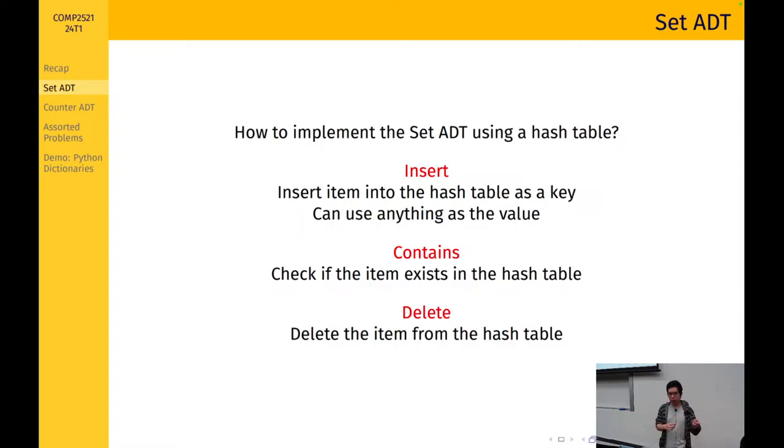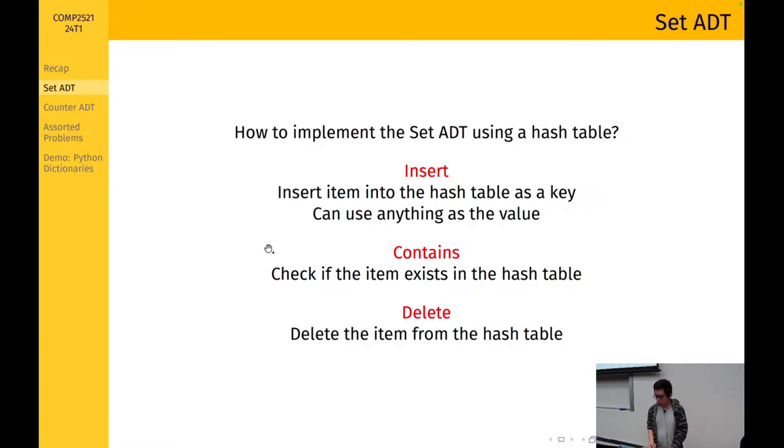So we can map the insert, contains, and delete operations to operations in a hash table relatively easily. Whenever we want to insert into the set, we just insert the key into the hash table. That's it. Hash tables store key value pairs, but it doesn't matter what value we use in this case, because all we care about is the key. If we want to check if the set contains an item, we just check if the hash table contains the item as a key. And if we want to delete from the set, we just delete that item from the hash table.